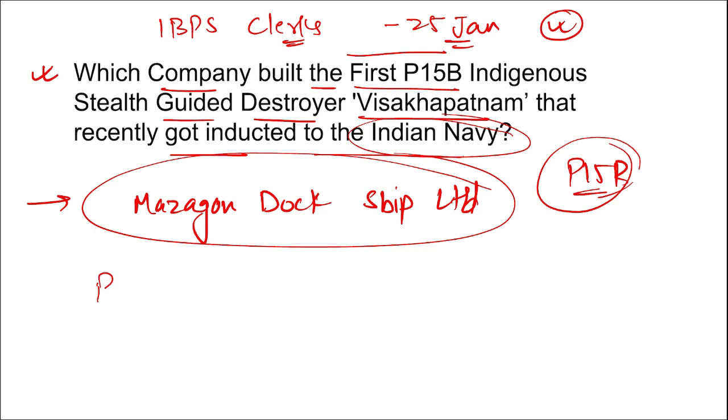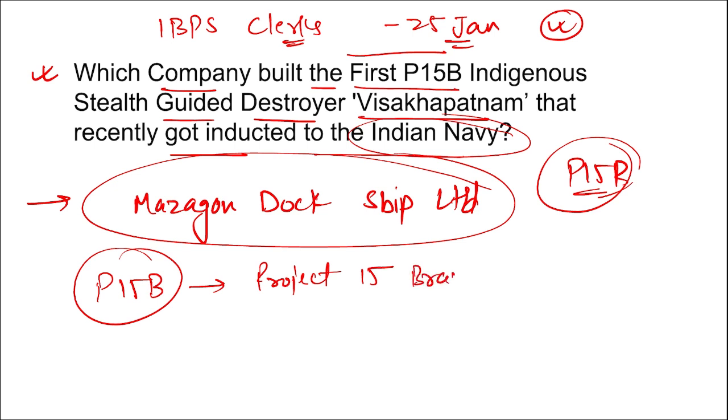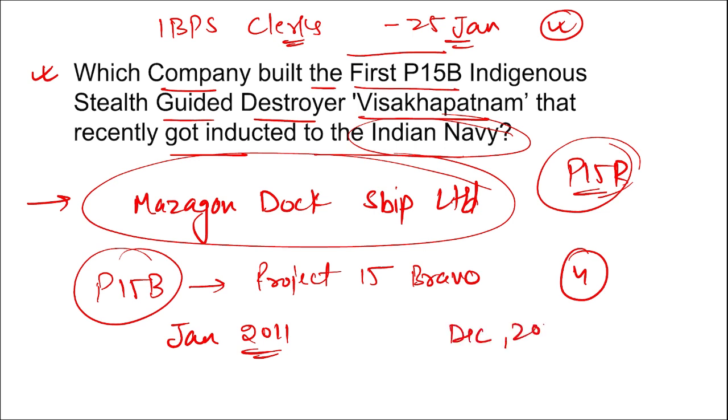And full form of P15B. As I told you, Project 15B is for Bravo. This is the full form of it. Alright, you should know this, highly important. The contract for 4 Visakhapatnam ships were signed in January 2011 that you should know. Alright, highly important, mark this. Then it can be asked from which year will this Visakhapatnam be commissioned. This will be commissioned from December 2021 that you need to pay attention to.